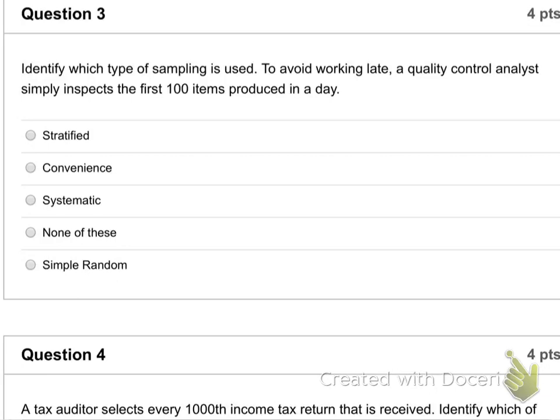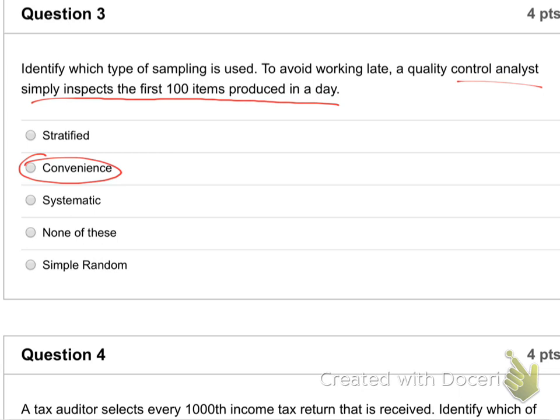All right. Identify which type of sampling is used. A quality control analyst simply inspects the first 100 items produced in a day. So this is a quality control analyst. He or she is supposed to make sure things are coming out quality. And what he or she decides to do is inspect the first 100 items produced in the day. What do you think? Yeah, that's convenience. The person's just doing what's easy. That's probably not a good way to sample.